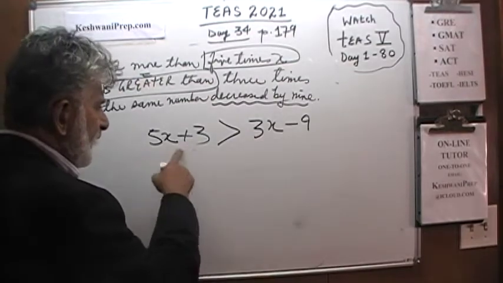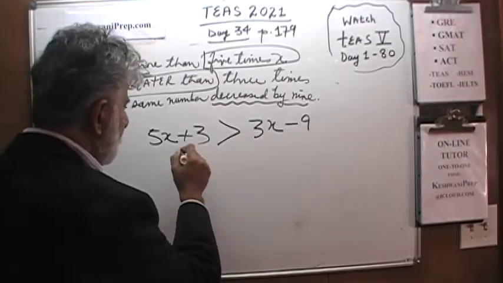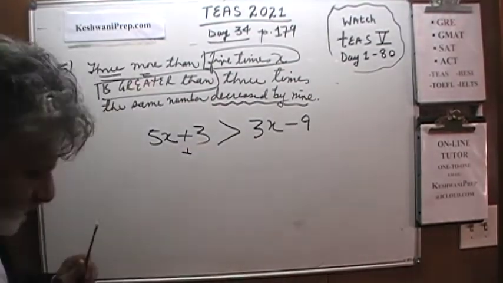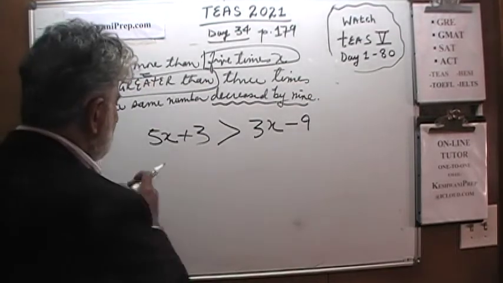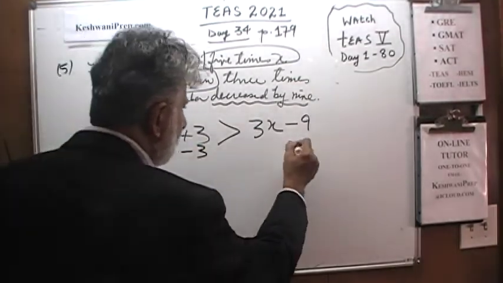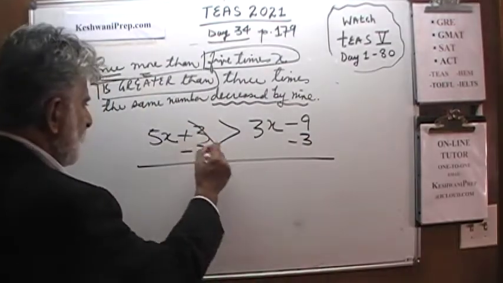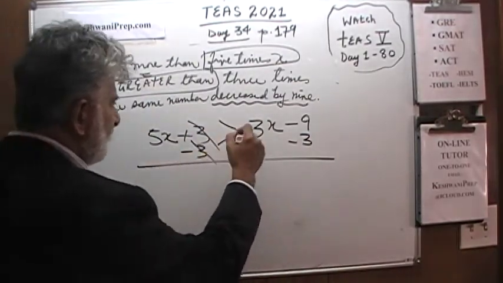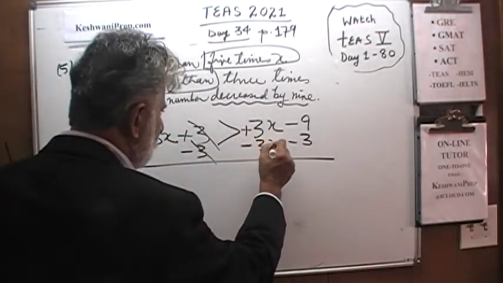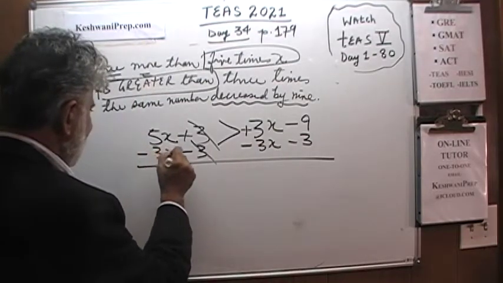Bring the x's to this side, numbers to that side. So I see positive 3 here. Let's bring the positive 3 to the other side by subtracting 3 from both sides. So that takes care of the 3. Let's bring 3x to this side. This is a positive 3x, so let's subtract 3x from both sides. And that's the positive 3x.